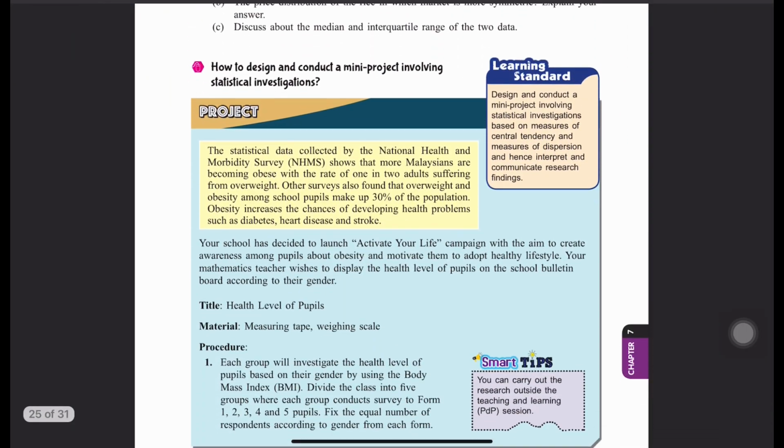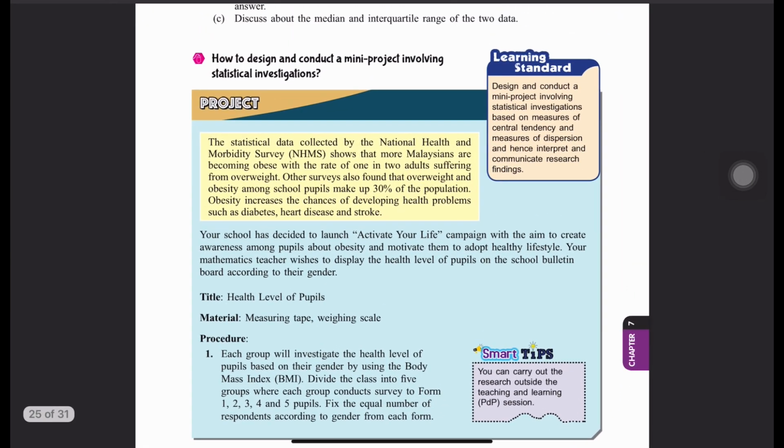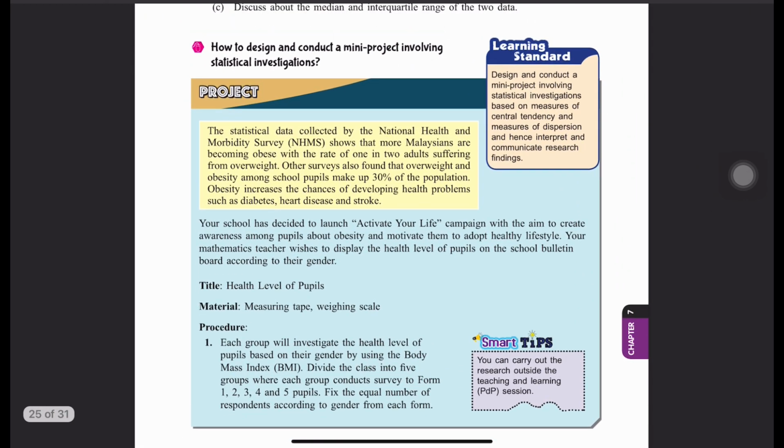There are several question over here. Now, last one. Learning standard dia, design and conduct a mini project involving statistical investigation. Yang ni lah yang kawan-kawan awak masa Carnival Maths hari tu, dia kena buat something yang ni lah, lebih kurang BMI semua ni. Okay, so ini kita akan tengok kemudian lah. So saya rasa itu sahaja.